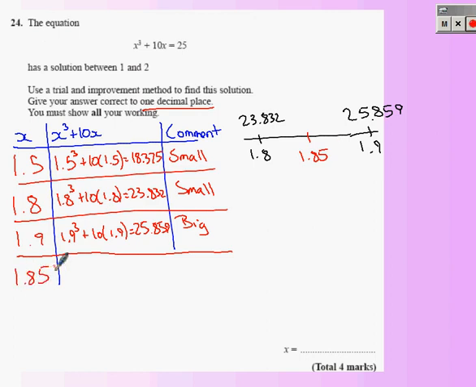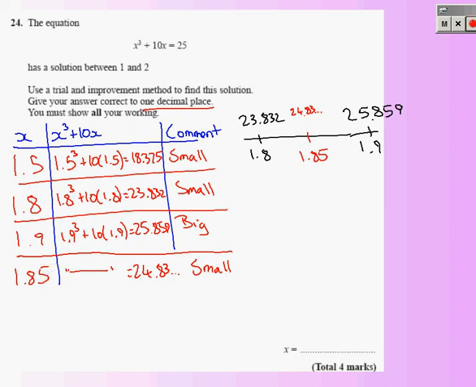So again, stick that all into your calculator. I'm not going to write it out this time, but when you do that, you get 24.83 something. I'm not too worried what it is. The key thing is that it is too small. So it would be 24.83 something. But you have to test at 1.85 to be able to get that third mark.